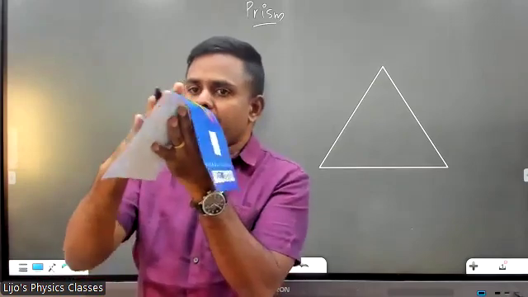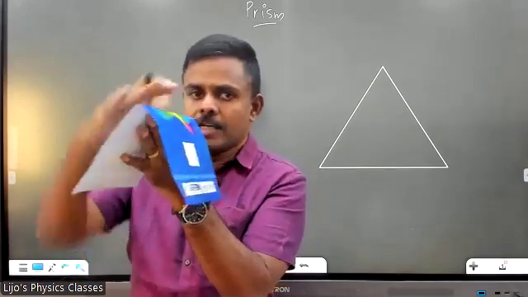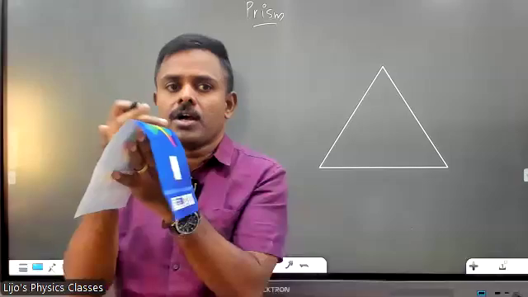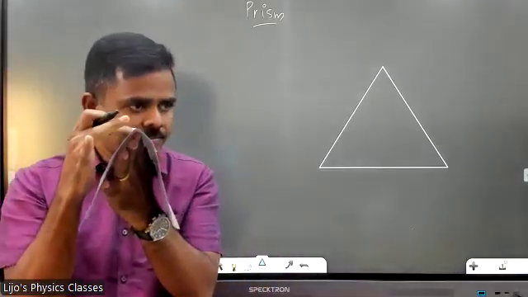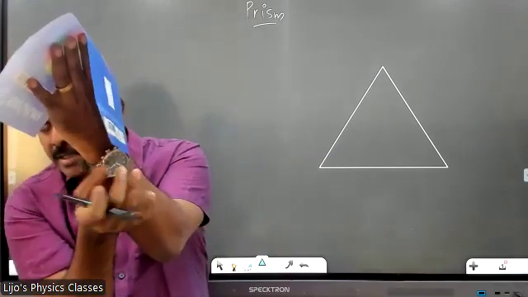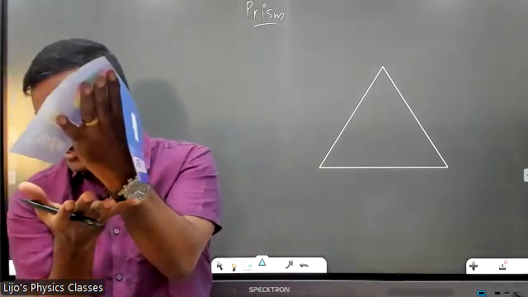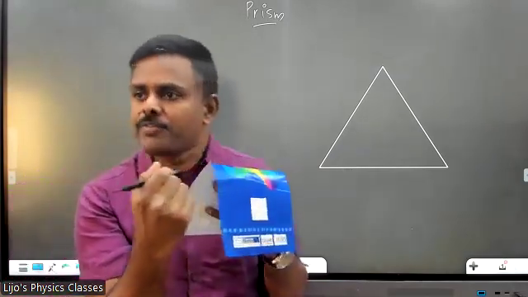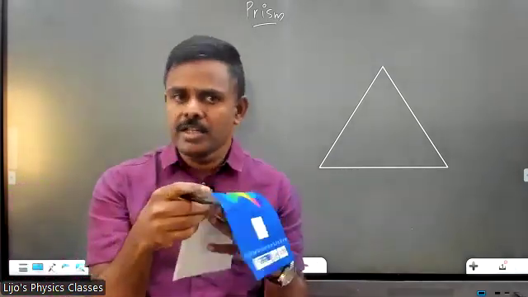This is refracting surface number 1, refracting surface number 2, the refracting surfaces. This edge is called the refracting edge. And this is the base edge, and this is the base surface. This angle is called the angle of the prism or refracting angle. That's all the fundamental ideas.